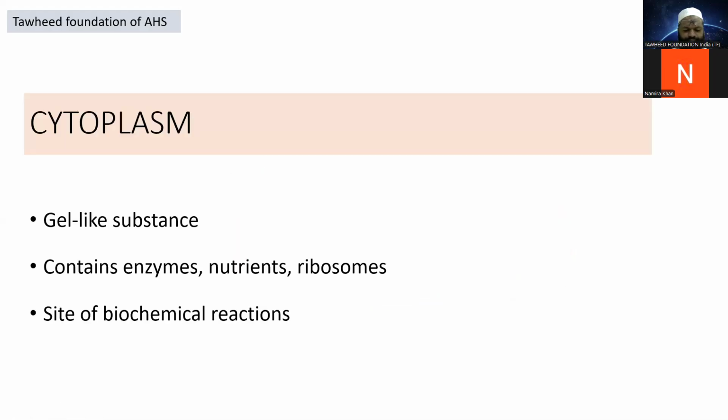Cytoplasm. As I mentioned earlier, the cytoplasm is a gel-like semi-fluid substance enclosed within the plasma membrane. It is the medium that fills the interior of the bacterial cell. It contains enzymes, nutrients, and ribosomes. Enzymes catalyze various biochemical reactions essential for bacterial metabolism. Nutrients are organic and inorganic molecules necessary for energy production and growth.